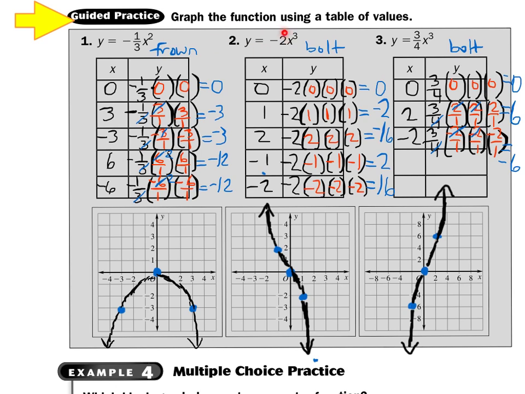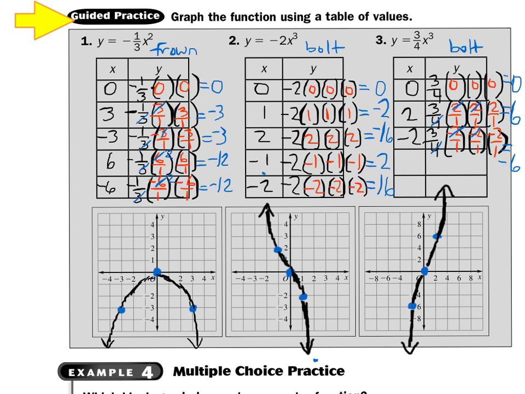y equals negative 2 times x to the third power. Well, because x is to the third power, we know it's going to be a lightning bolt. Because that number in front is negative, we know it's going to be the bolt that starts on the negative side of the x. Okay, so let's put in 0, 1, 2, negative 1, and negative 2.